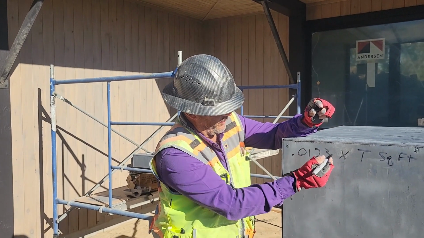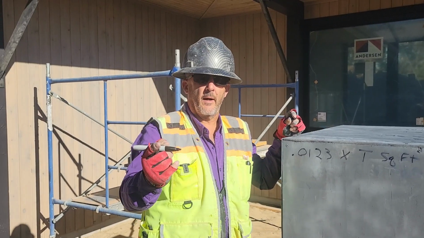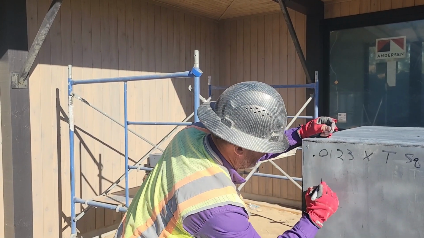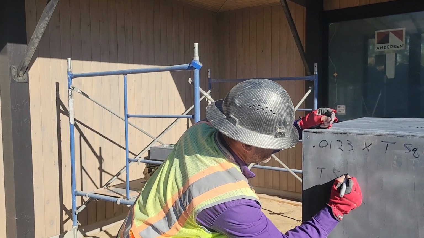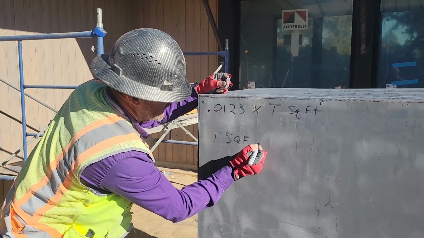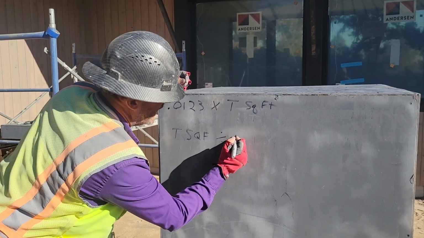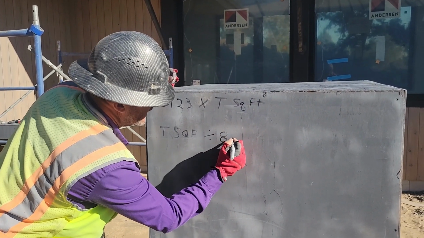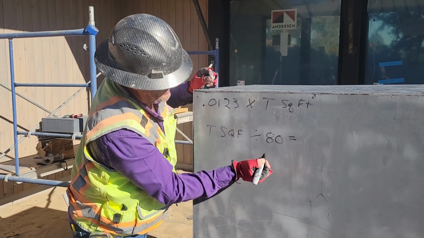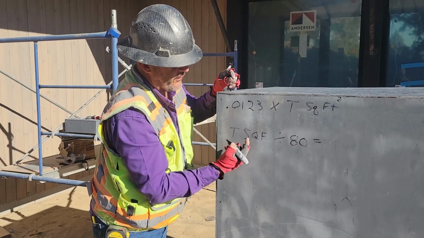Now, most concrete guys, if not 99%, I suppose, will basically do total square feet. They will divide it by 80, we'll say. Most of the time it's 80. Perfect would be 81, but that's okay.